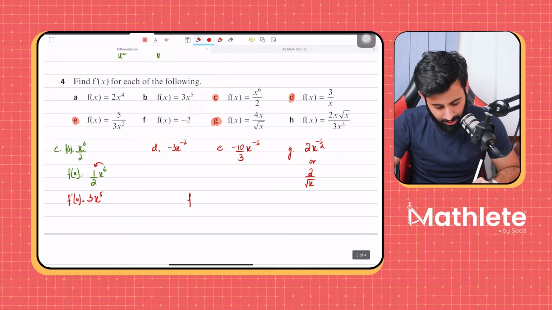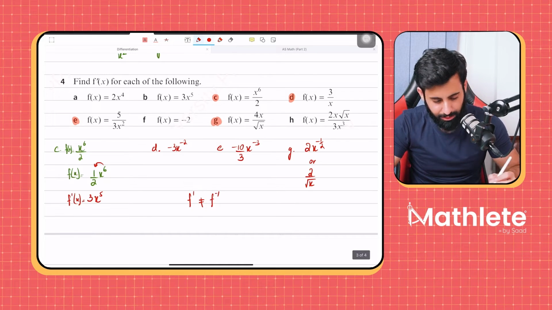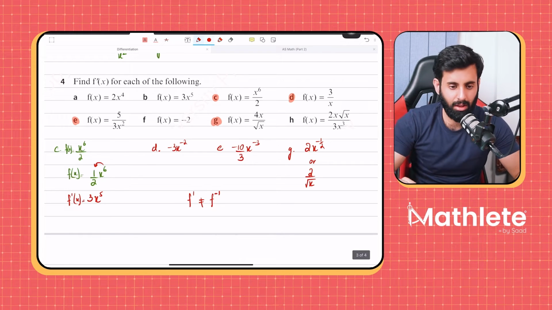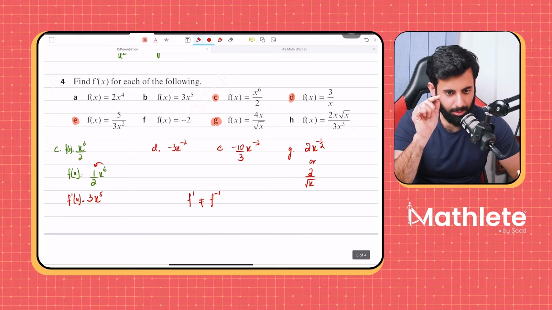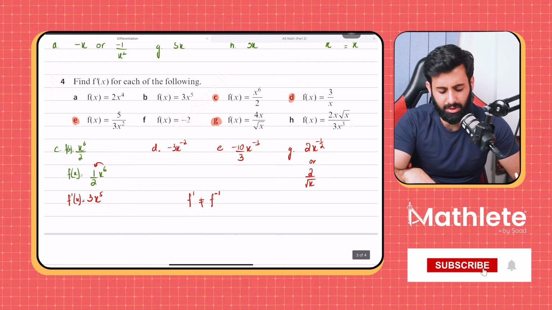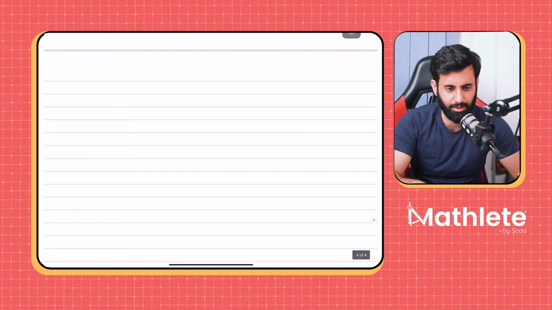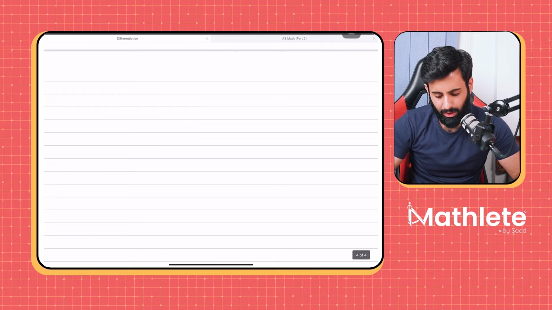Okay, please don't confuse f prime of x with f inverse of x. F inverse clearly has a negative power, is raised to the power of minus 1. F prime of x has an apostrophe. Okay, this is to distinguish a normal function from a differentiated function. So we use this symbol to distinguish a normal function, the equation of the curve, from its differential.